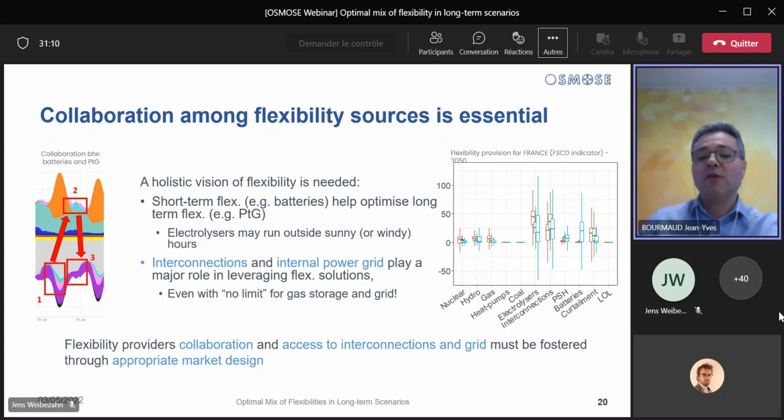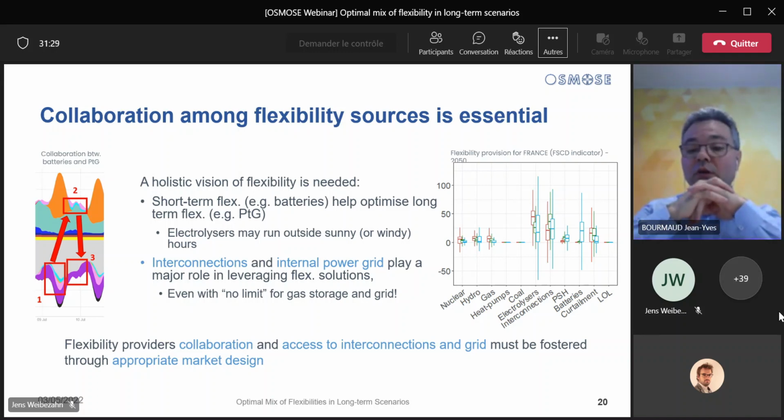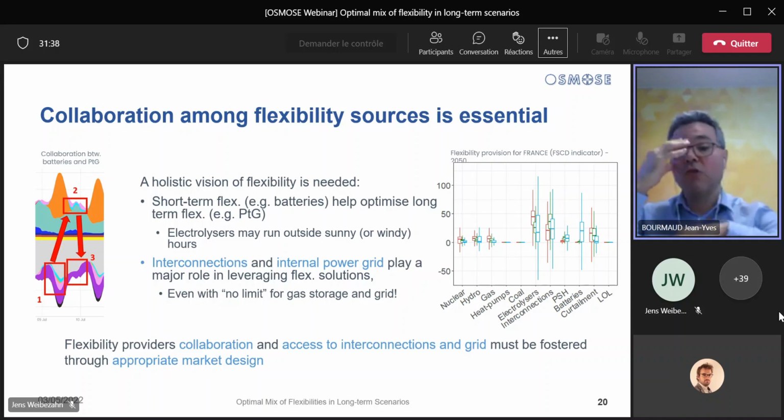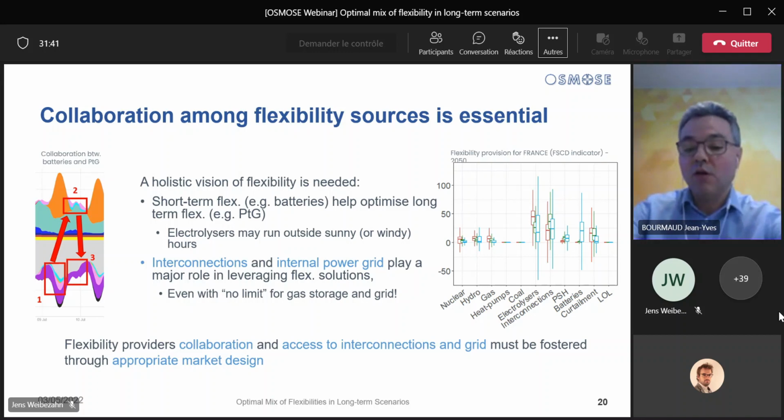A second interesting finding concerns the interaction between flexibility sources, and it shows how important it is to have a holistic vision of flexibility in order not to be challenged by unanticipated behaviors. At first, we expected some competition and even intertemporal competition between batteries and electrolyzers, due to the fact that electrolyzers can rather easily provide short-term flexibility when in operation, just by modulating their green gas production.